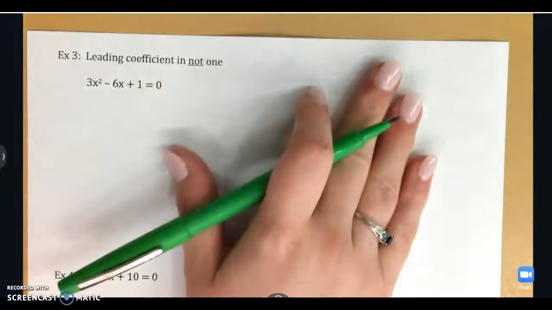Okay. Let's practice this again. So on that time, our leading coefficient was 1. So what do we do if the leading coefficient is not 1?